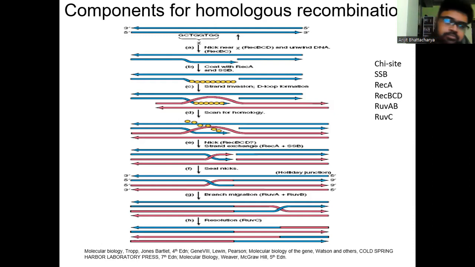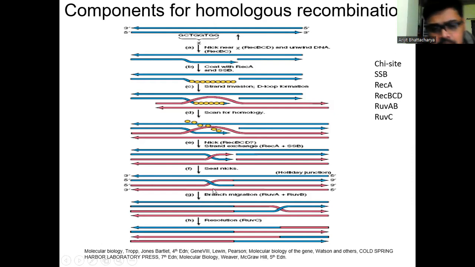So what would happen? Possibly this RecBCD would induce another nick in the second strand, and these two nicks would result in the formation of a proper branch following sealing of these nicks. Okay, so here you can see you have a branch, or Holliday junction.